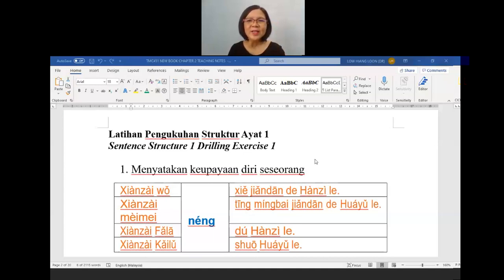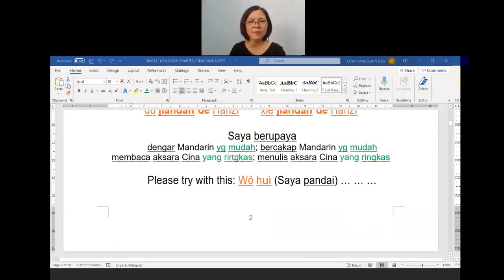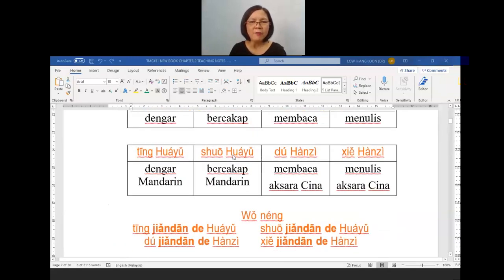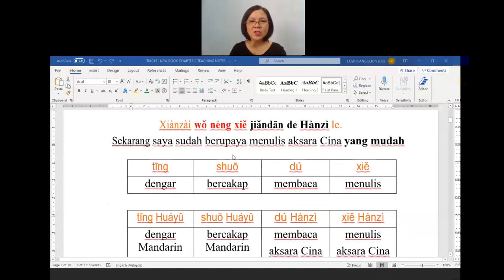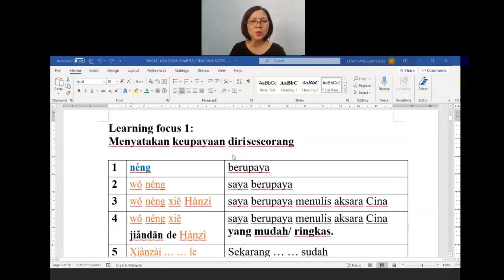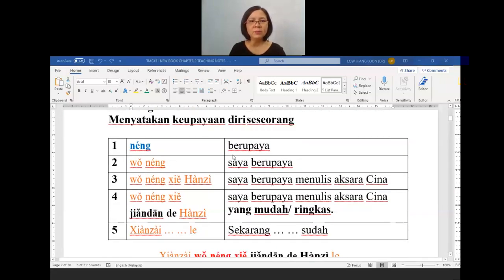All right, students, you have learned so many things before you come to this sentence structure one. The focus, I'll show you first what you have learned. Everything here that you learn is meant to help you understand or read sentence structure one. So you start with 能, 我能, I can.